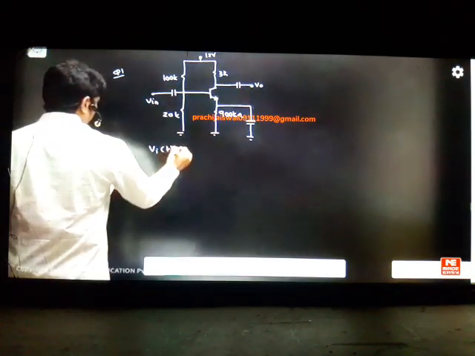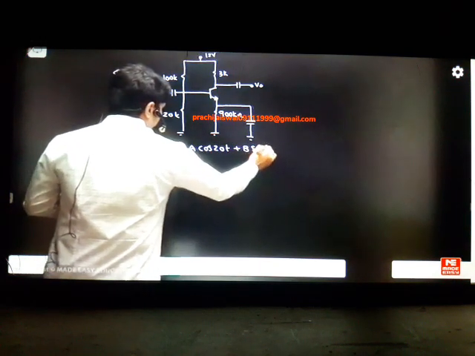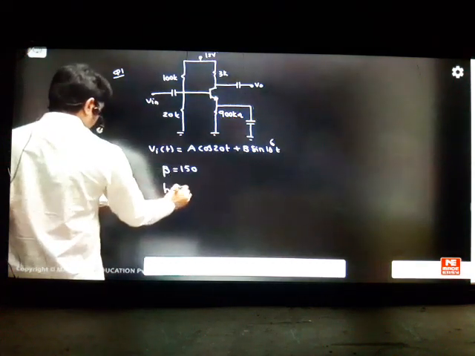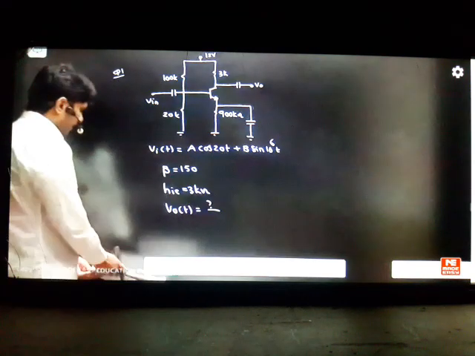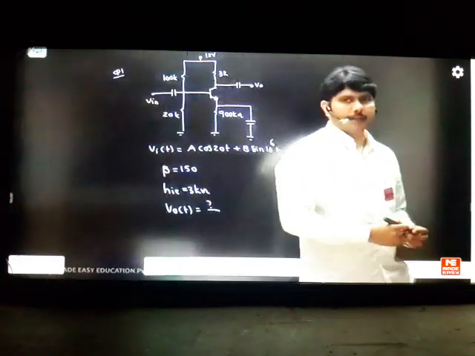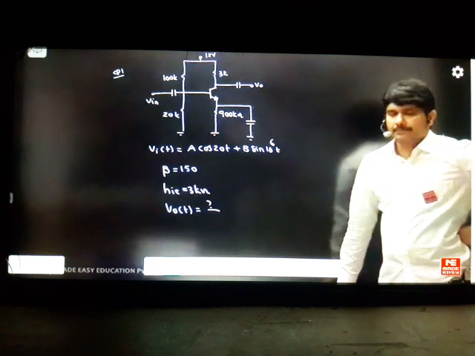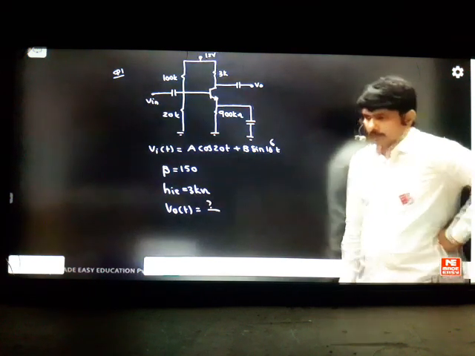This is the circuit. He has given some data saying that the input Vi of t is equal to A cos 20t plus B sine 10 power 60. Beta he has given as 150 and hie he has given as 3 kilo ohms. He is asking what is V naught of t. Generally for any amplifier you take, what type of amplifier is this? Is it a common emitter bypass or unbypass? Tell me the response quickly. Come on.